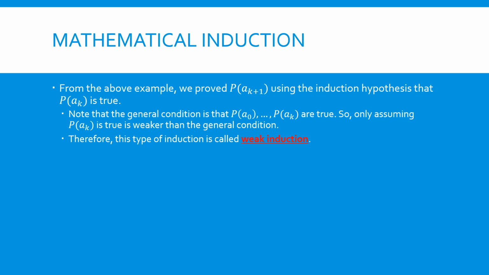The special case requires fewer premises, hence it makes a weaker assumption about the proposition. In this case, we call this type of induction weak induction. In weak induction, proving P(A(k+1)) is true only depends on the premise that P(Ak) is true.